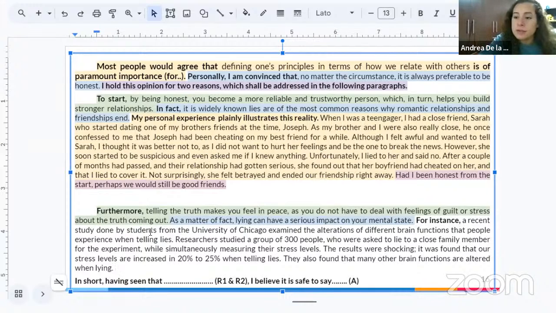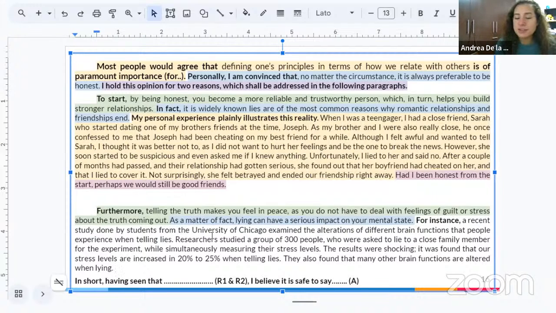A recent study done by students from the University of Chicago examined the alterations of different brain functions that people experience when telling lies. Researchers studied a group of 300 people who were asked to lie to a close family member for the experiment while simultaneously measuring their stress levels. The results were shocking. It was found that our stress levels are increasing 20 to 25% when telling lies. They also found that many other brain functions are altered when lying.